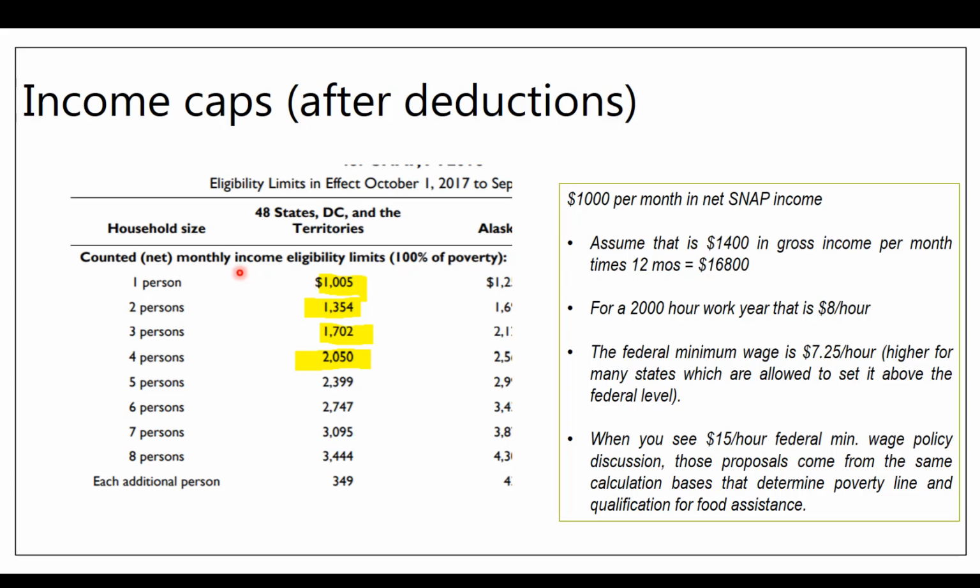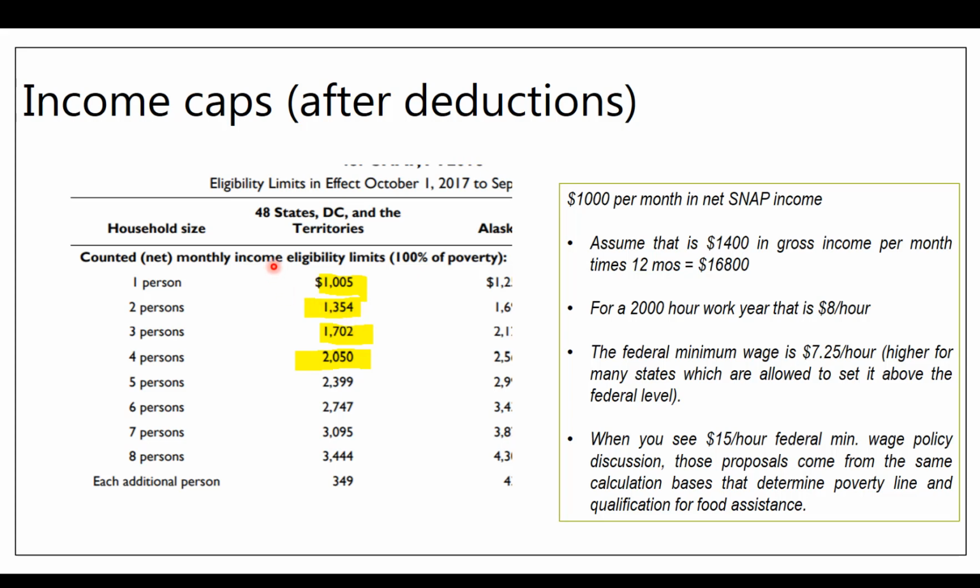you get to the net income eligibility limit. So this is the 100% of the poverty line. If you're one person and you do all the net calculations for household income, if you're at $1,005, you qualify. And as you go above that, you'll qualify more towards the maximum benefit. 2 people, $1,354. 3 people, $1,702.